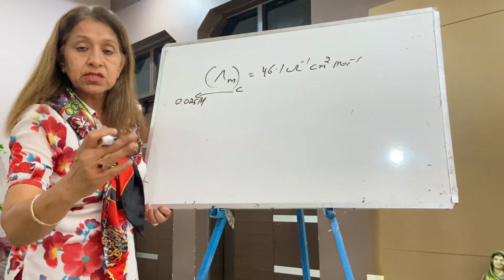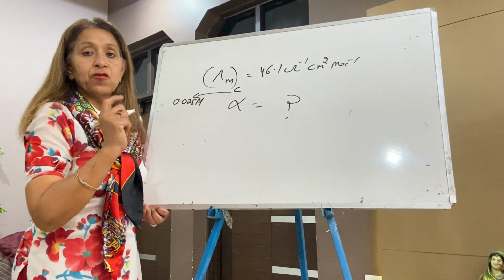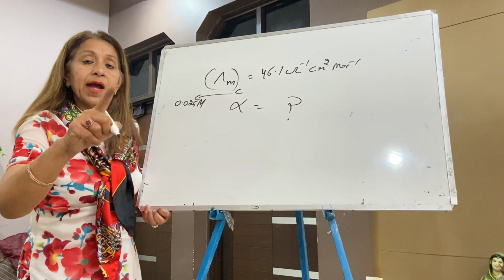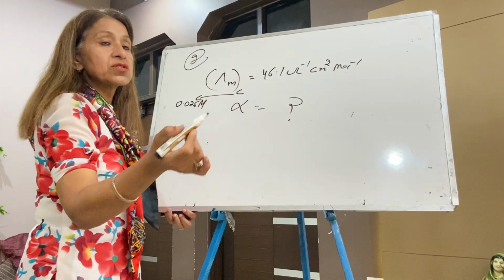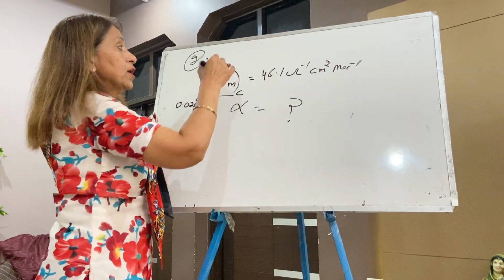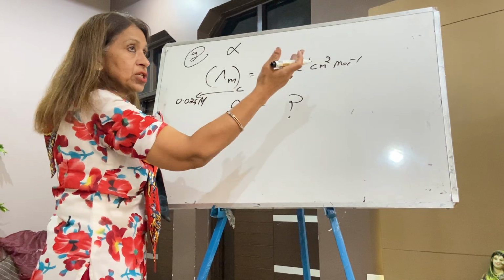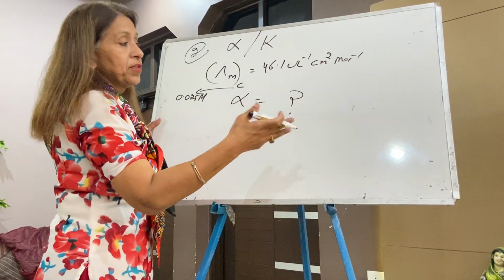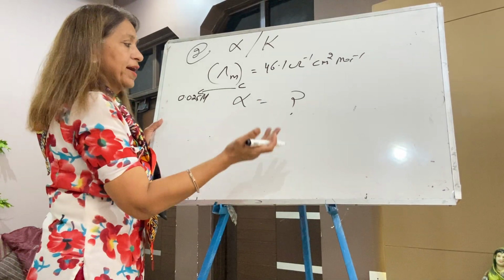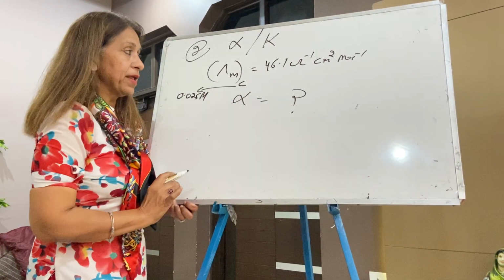Okay, the question is to calculate the degree of dissociation. Write down alpha. Alpha is the degree of dissociation. This is the second application of Kohlrausch's law. Kohlrausch's law is used in the determination of alpha, the degree of dissociation. K is the dissociation constant of the weak electrolyte. The formula I will tell you during the numerical. Okay, this is the second application numerical.